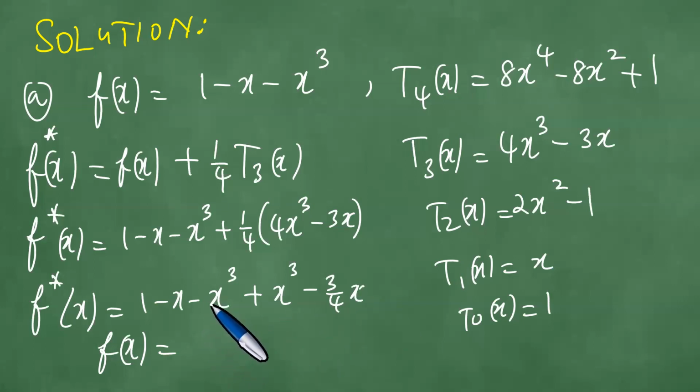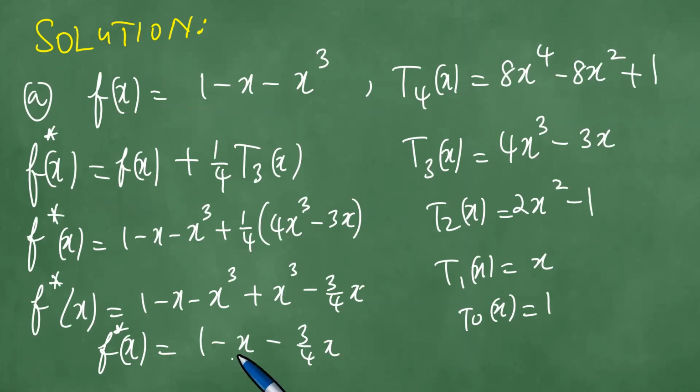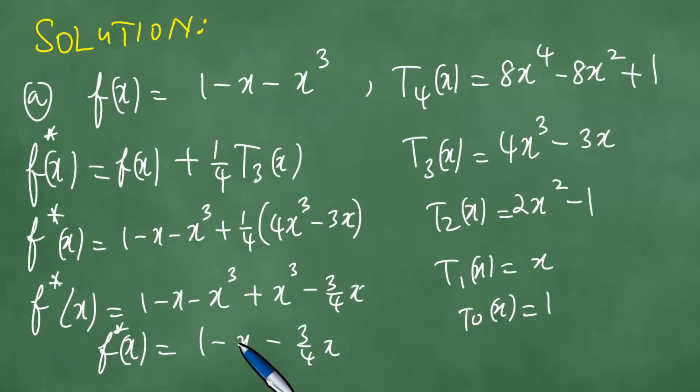Okay, we've been able to economize because the highest degree is gone, because minus x cubed plus x cubed is actually equal to 0. And then we have 1 minus x minus 3 over 4x. So it's the f star. Which means that f asterisk of x is the same as 1 minus x minus 3 over 4x. Okay, so this is what we're getting for the f star of x.